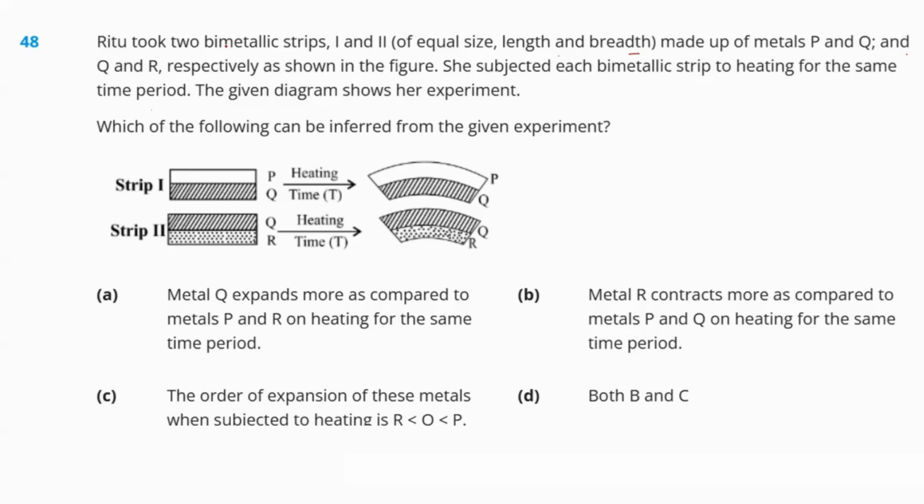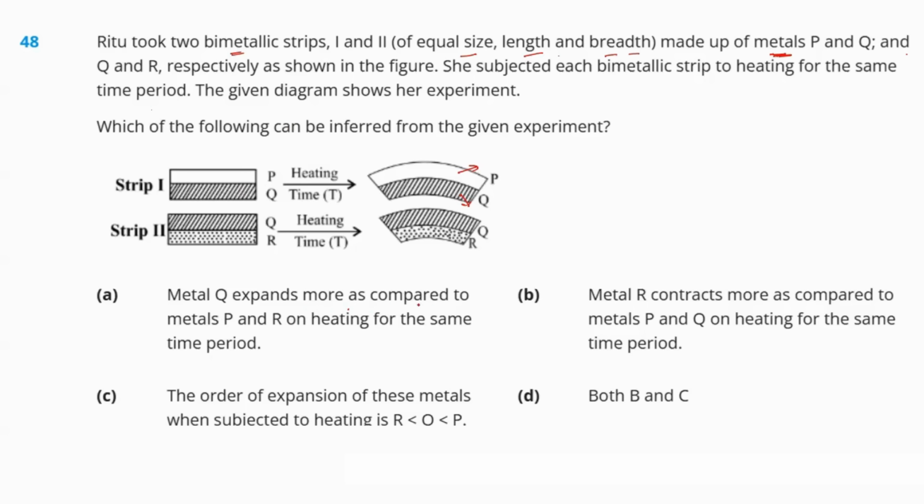So, everybody, in bimetallic strip, we take two strips that were equal size, length, and the breadth, but they were made up of different metals. When we say different metals, so here the property of the expansion and the contractions come in, right? So here one of them would be expanding more on heating, one would be less, right? So now we need to find out which of the following can be inferred from the experiment.